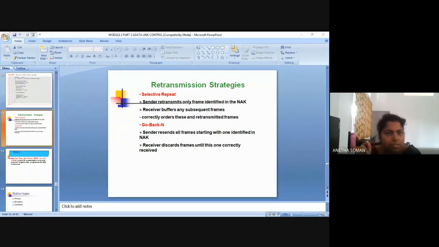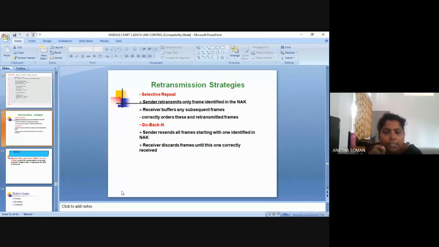Whenever the receiver sends a NAK frame, the corresponding data will be retransmitted. Whatever data has been transmitted before is stored. It is not discarded like in go back N. That is the difference. Now, hope you can see the slides. Is the slide visible? Yes, Miss.